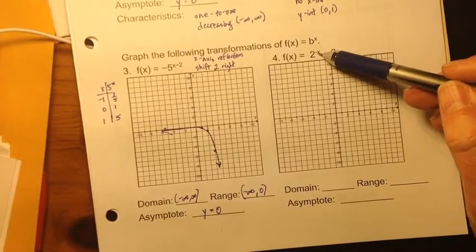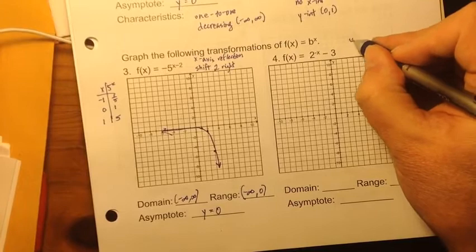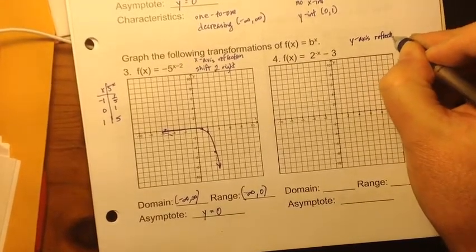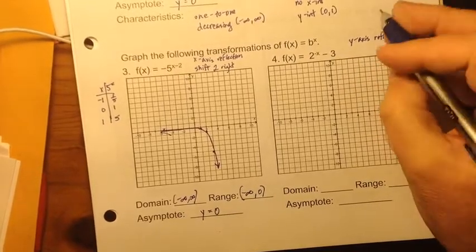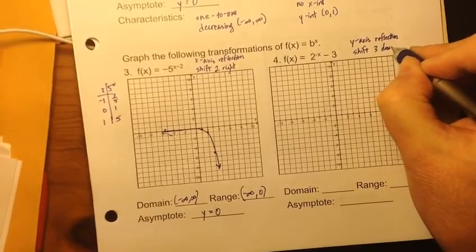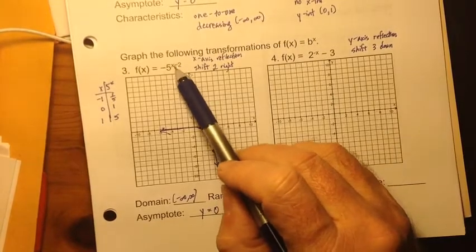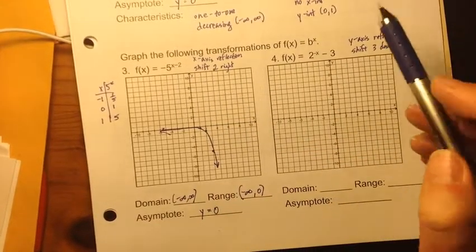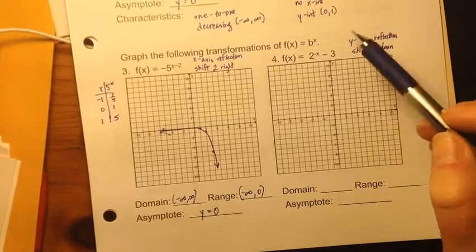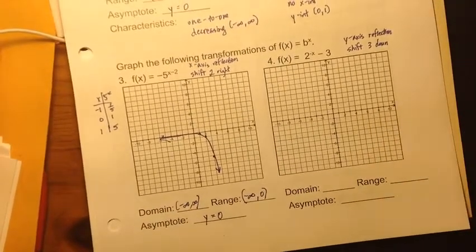I've got 2 to the negative x power minus 3. So that negative in front of the x, that gives a y-axis reflection. And then the minus 3 here is going to shift 3 down. All right, so when the minus or plus is up on the exponent, it goes left and right. When it's behind the whole function, plus or minus, that's going to shift up and down.